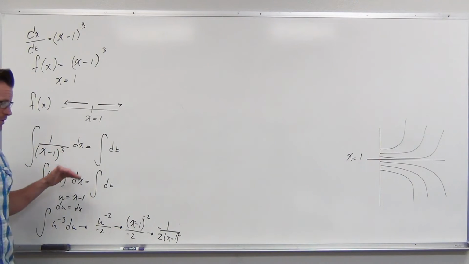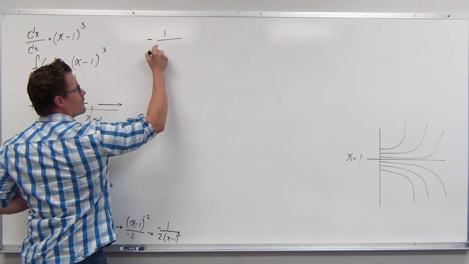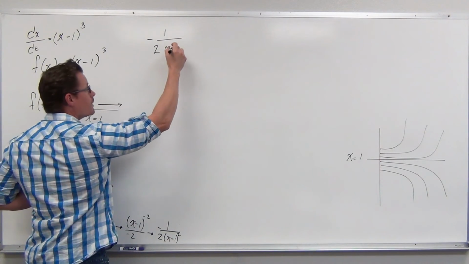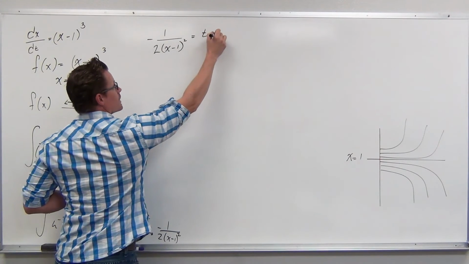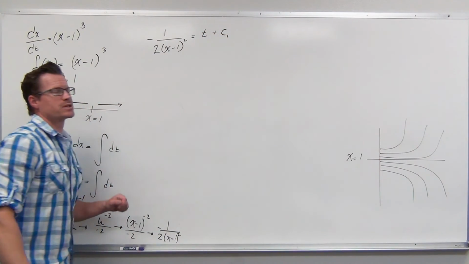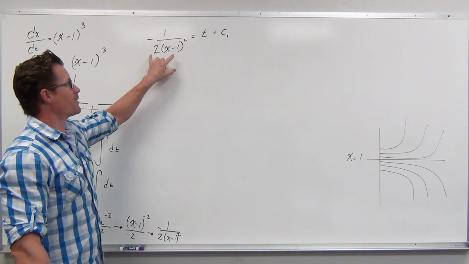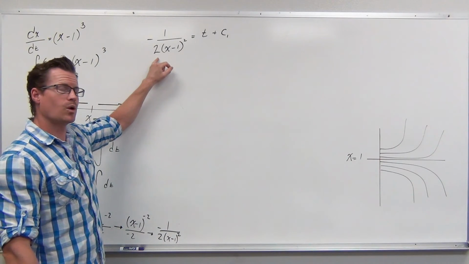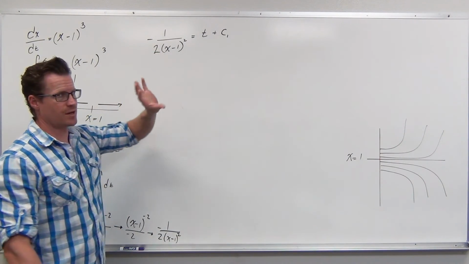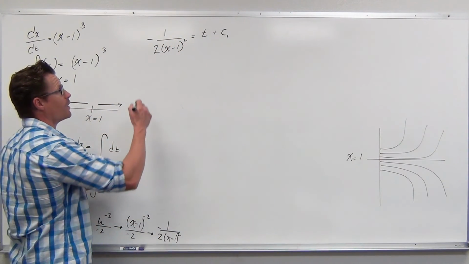That right there is what we get from our left integral. So negative 1/2 x minus 1 squared equals t plus c. Now I'm going to do a c sub 1 for just one reason. I don't really want to deal with an initial condition or an arbitrary constant that has a 2 in it. And so what we can do here, because you have a lot of canceling out, is multiply both sides by 2 right now.